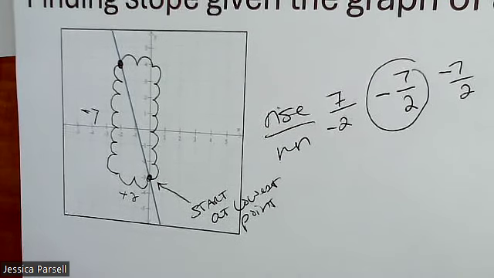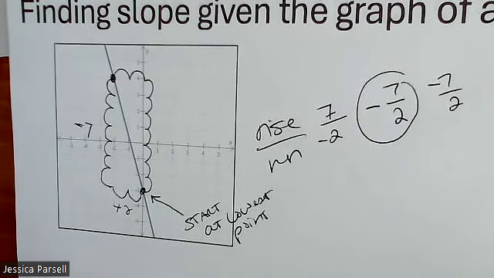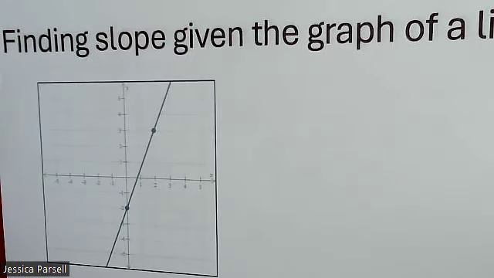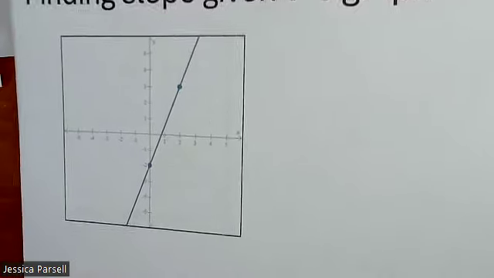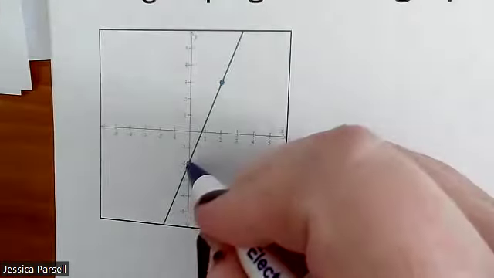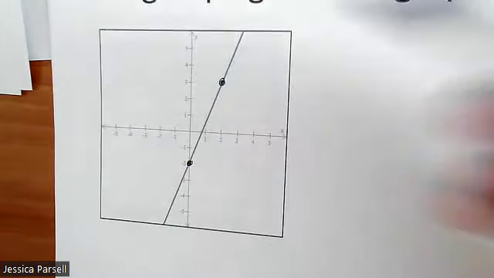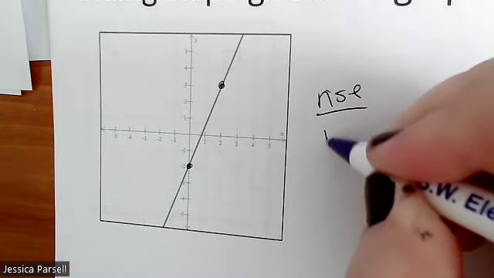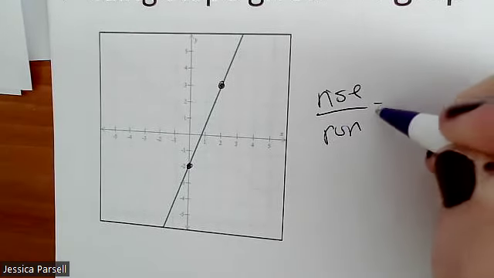I gave quite a few to practice in this video so that you could get real good at this. So find the slope of the line given the graph of a line. And I'm going to try to make this real big so everybody can see. All right, take a moment, pause the video, and figure out what the rise and the run might be.